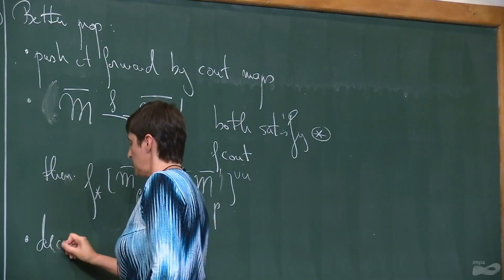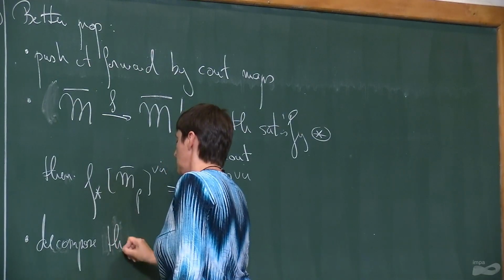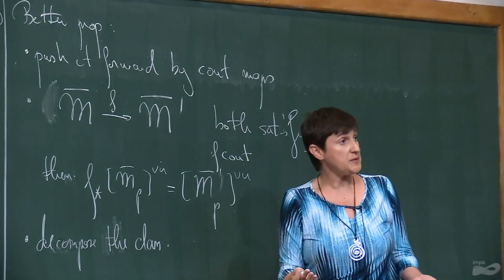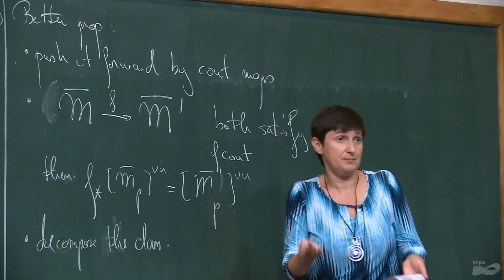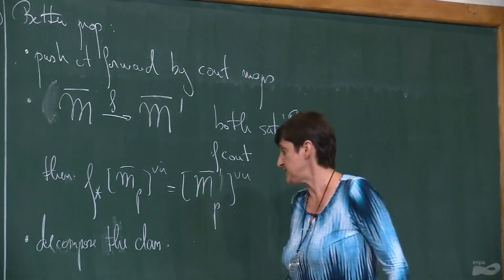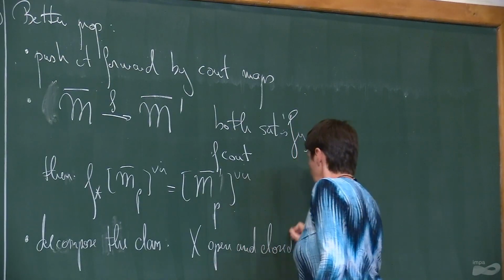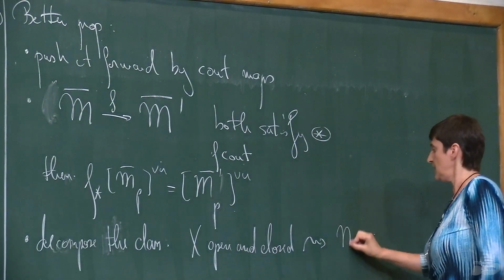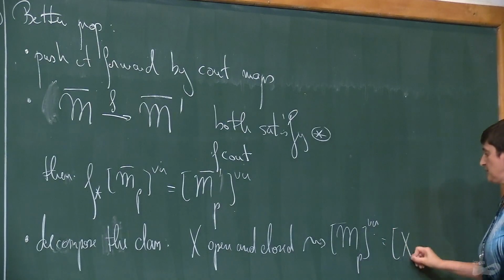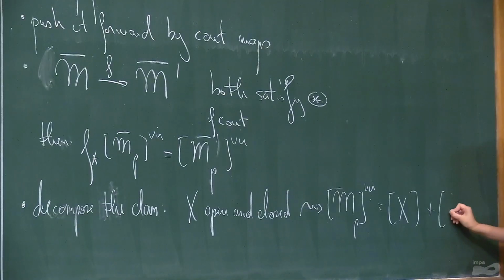So decompose a homology class. In other words, if you have an open and closed subset of the moduli space, then its complement is also open and closed, and it's a class in homology. So a class in homology will decompose as a piece in that open and closed subset. So if X is open and closed, then any homology class that you have, in particular this fundamental class, will decompose as a piece coming from the contribution of X in homology and another piece coming from the complement of X.